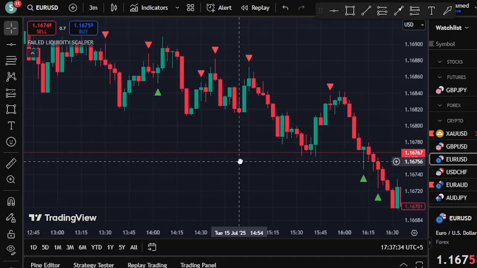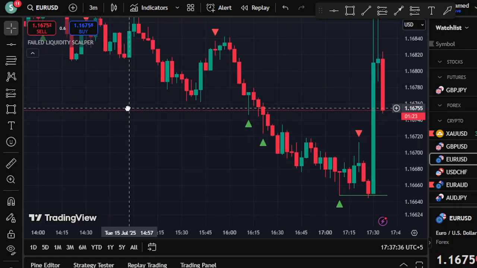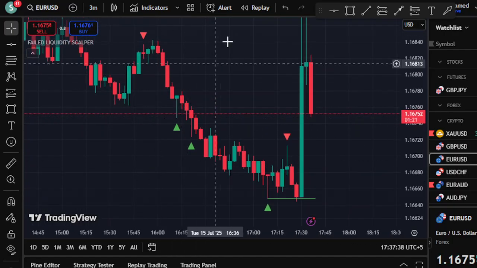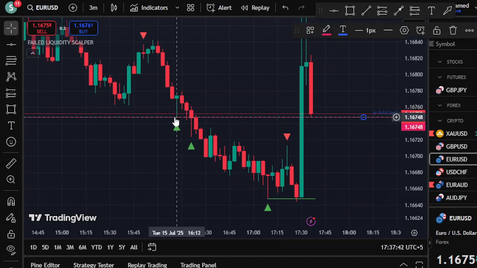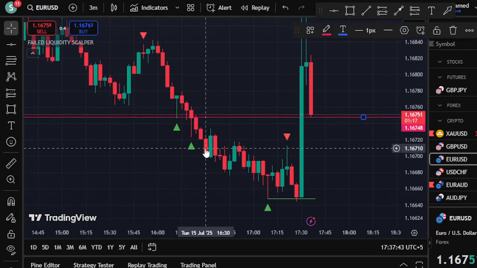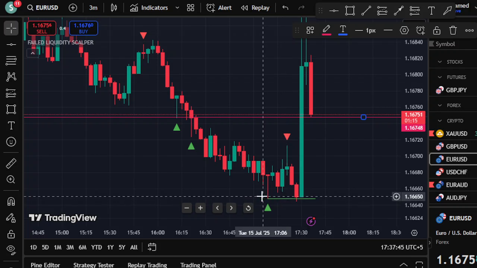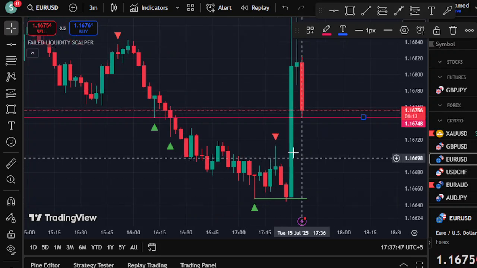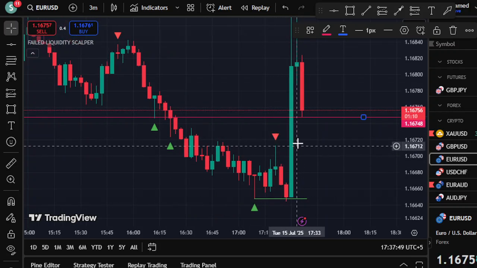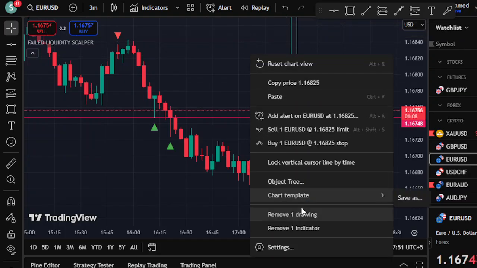Okay, so this is another one. For example, look at this one. This is EUR USD 3 minute. So what happened here, the price breaks the low and the price went up, and the second signal, but when the price went so much down, now you can see the price breaks the high. See, the market simply moved up.